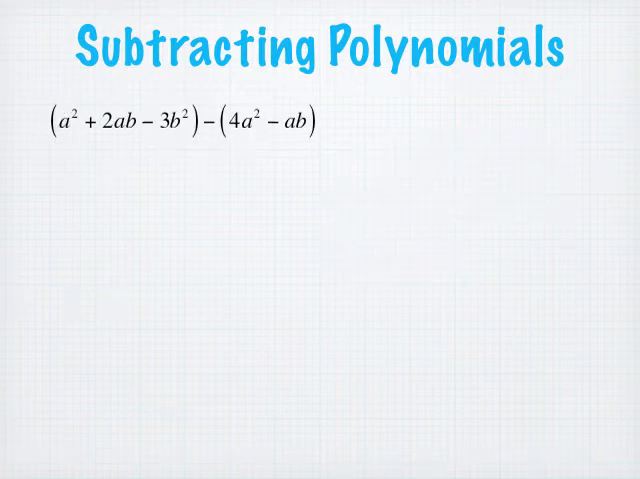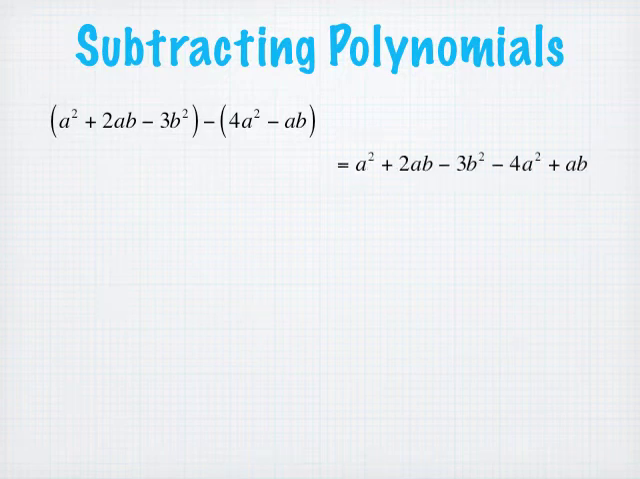Okay, here's the next one. Distribute the negative. Okay, what like terms do I have? Good, I've got an a squared and a negative 4a squared. Those guys are like terms. Anybody else? The 2ab and the ab, they have the same variable part, so they are like terms.